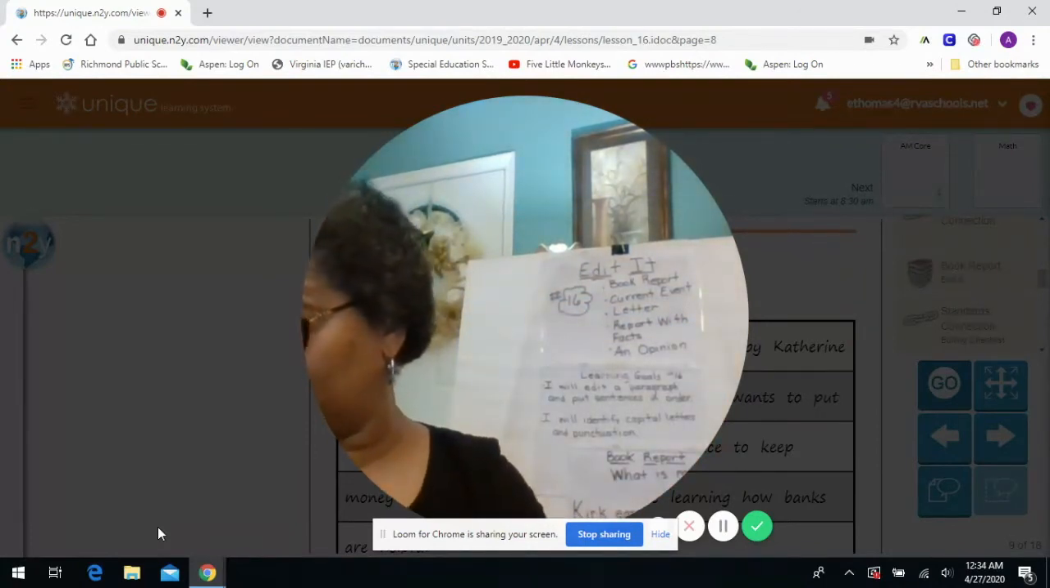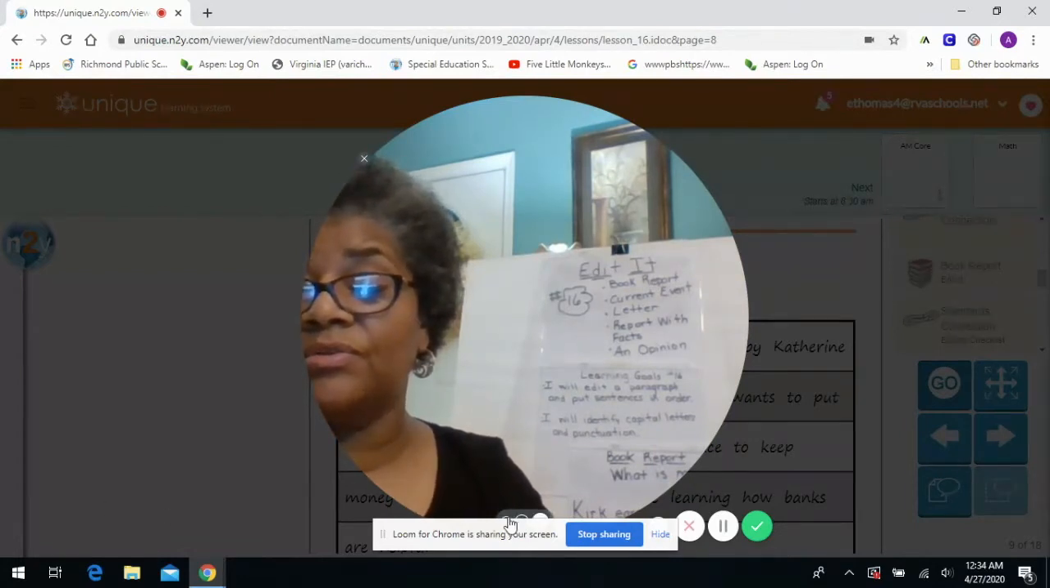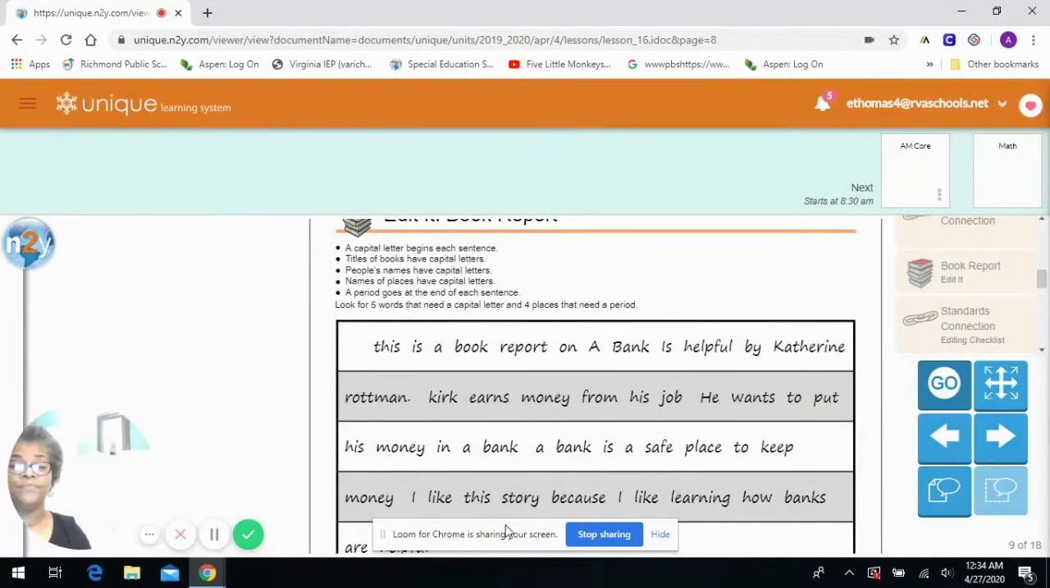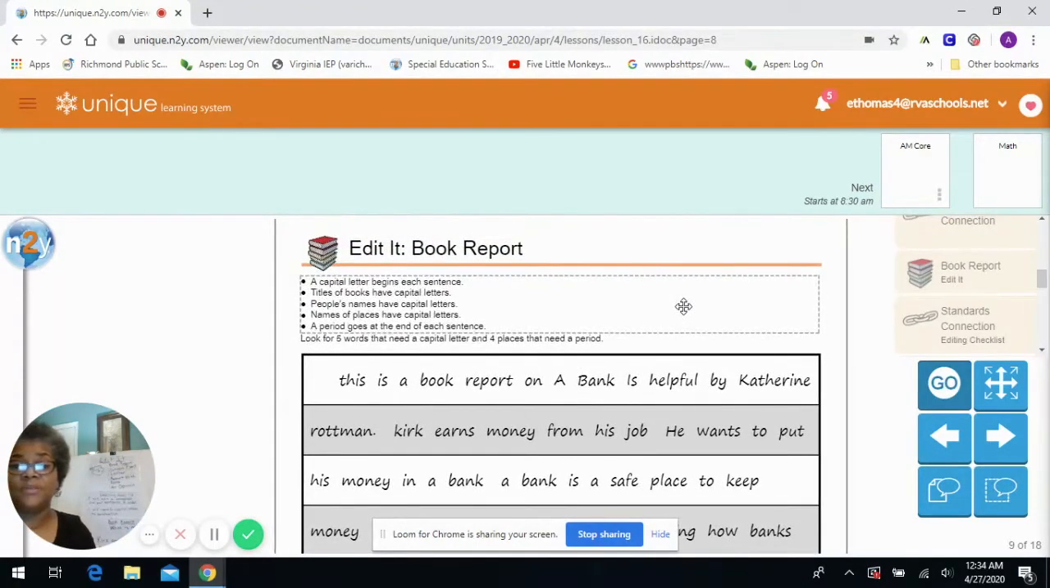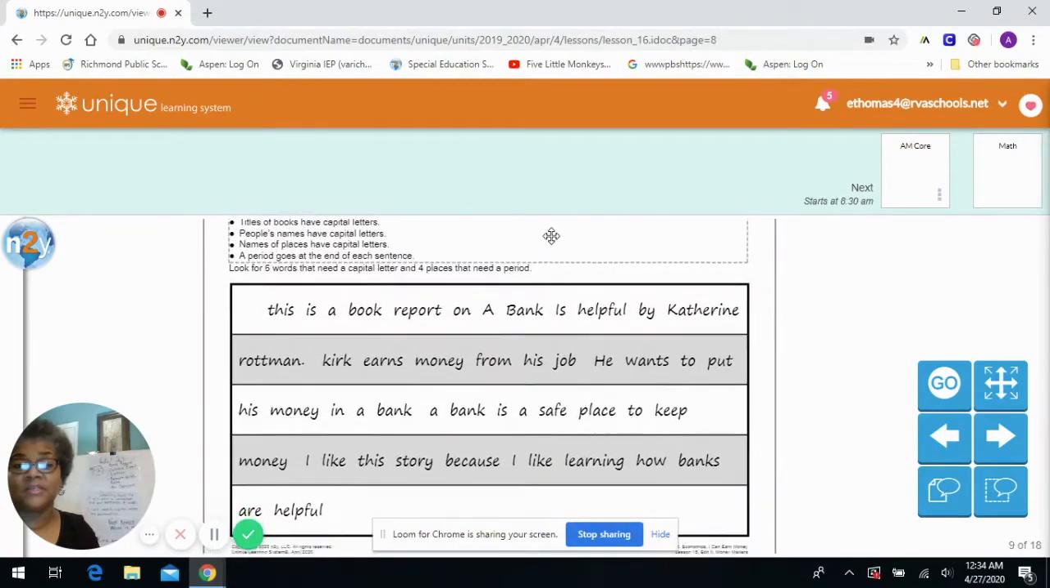So the first thing we're going to do, we're going to edit this passage here. It says, a capital letter begins each sentence. Titles of books have capital letters. People's names have capital letters. Names of places have capital letters. A period goes at the end of each sentence. Okay, our job is to look for 5 words that need a capital letter and 4 places that need a period.